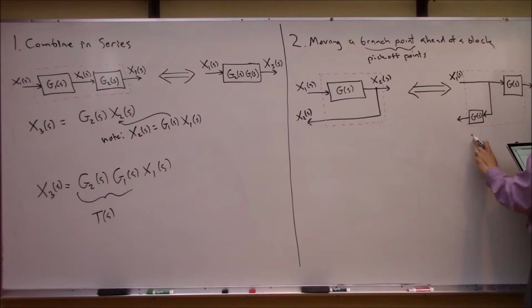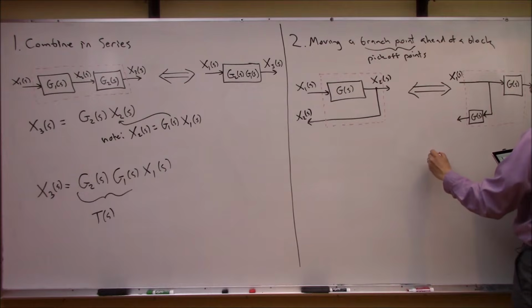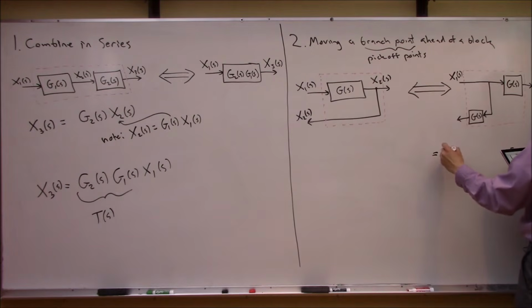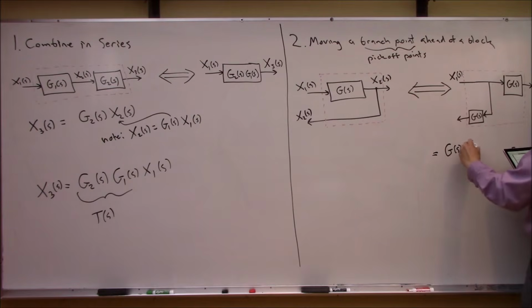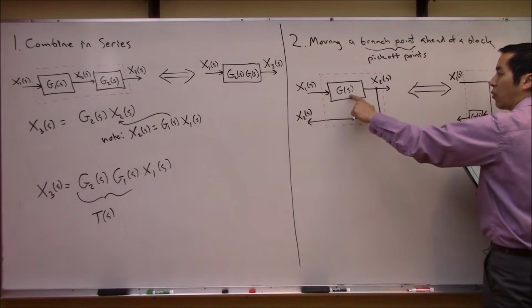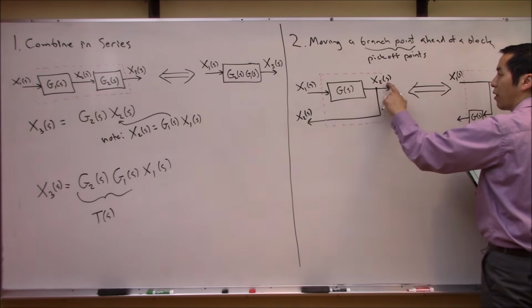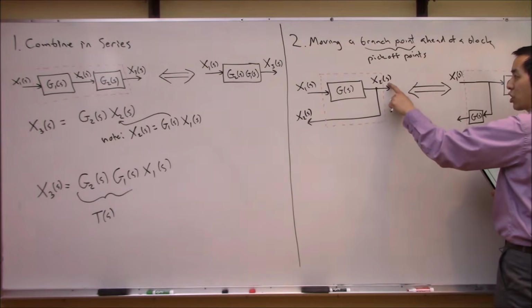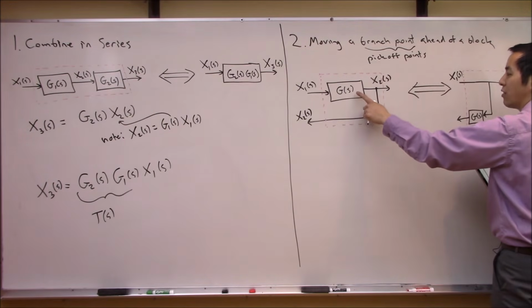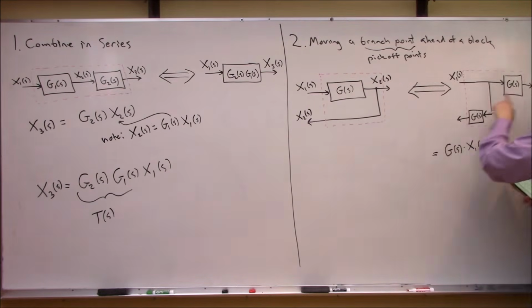Does it match? So let's look here on the left. Over here, this signal is going to be the transfer function G of S times x1 of S. That's what this signal is. And if you look, that's exactly what is going on in the original diagram. The better name for that signal is actually x2, because x2 is the output of the transfer function G. So here, this is also x2, right?